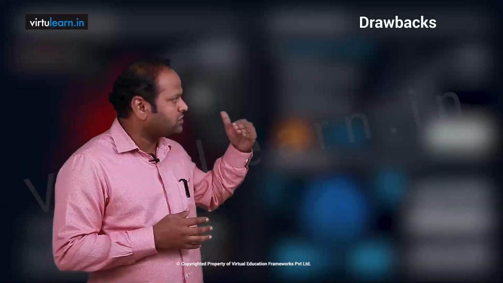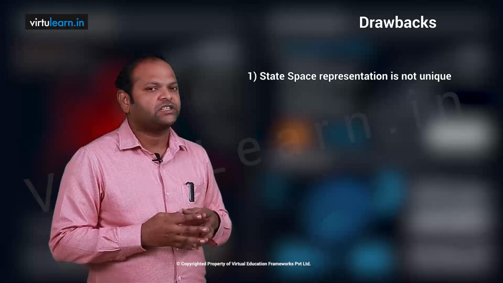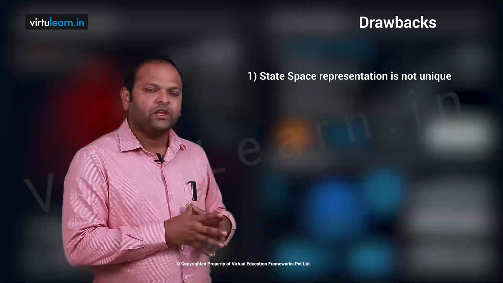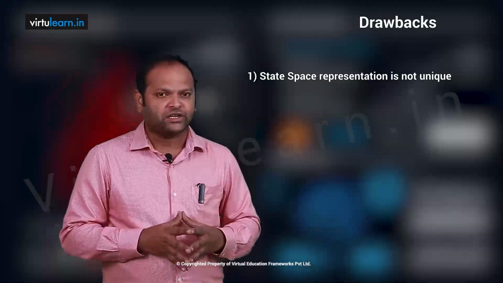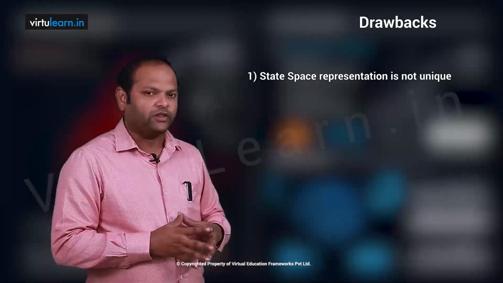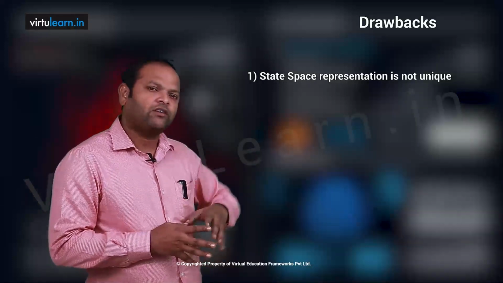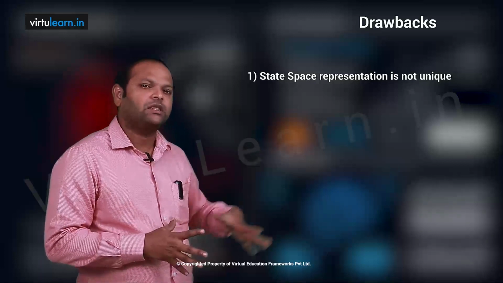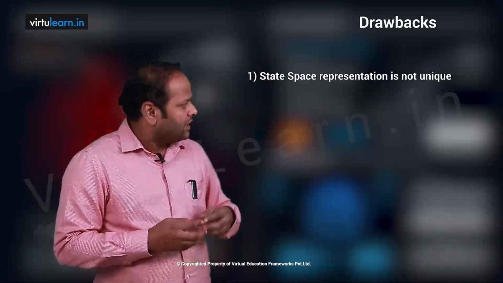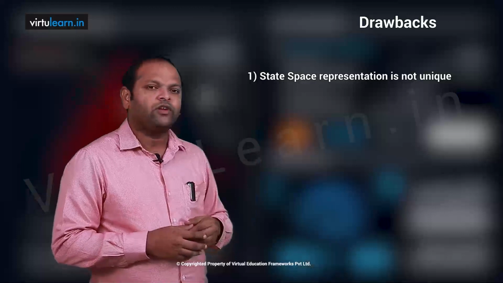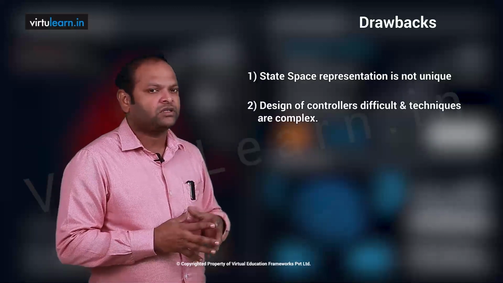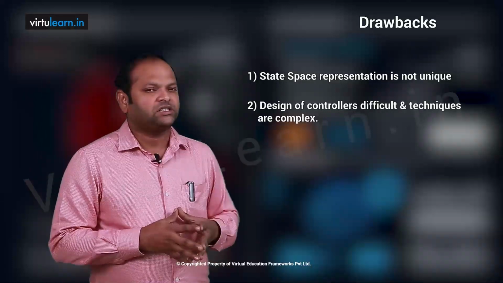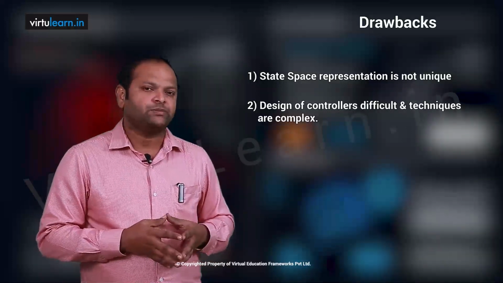The foremost drawback is that the state space representation is not unique. That means if you have any physical system, you can write your own representation, you can have your own model. A transfer function is not like that. Whatever method you use, the final transfer function will be the same. It is not the case with the state space model. The other drawback is that the design of controllers is a bit difficult and complex in the state space model.